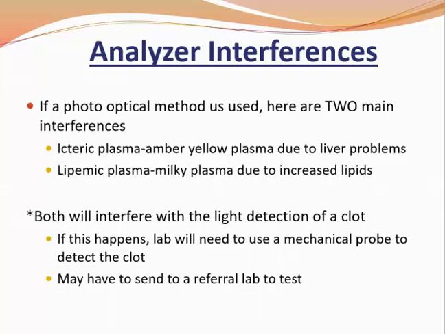Because both of these interferences cause a problem with the light detection being able to detect a clot, we usually are going to use more of a mechanical probe or mechanical method to detect a clot. If we don't have that other option in our laboratory, sometimes the sample is sent out to a reference lab for the reference lab to run the coag test for us.